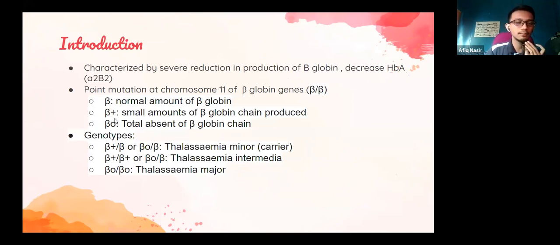So here is the genotype of beta thalassemia. There is beta normal, which is normal, beta plus, which shows a small amount of beta globin chain produced, and there is beta naught. And here is the phenotype of the patient. If there is beta plus beta or beta naught beta, the patient will be thalassemia minor. In thalassemia intermedia, the genotype will be beta plus beta plus or beta naught beta plus. And in thalassemia major, there is total absence of beta globin chain production, so the genotype will be beta naught and beta naught.